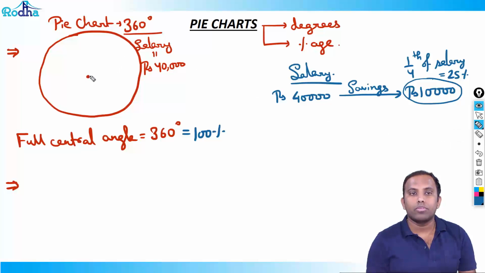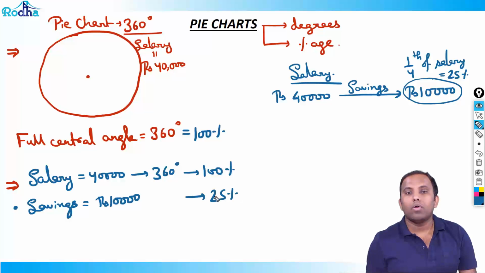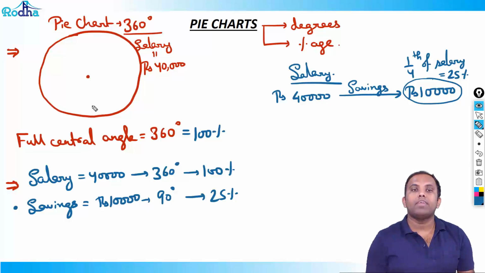25%. That is 1/4. So what I'll draw? 1/4 of this pie chart. So in degree it is how much? 360 degrees is 100%. So if my total salary is rupees 40,000, it represents 360 degree in this pie chart, which is 100%, right? So what is my savings here? My savings is rupees 10,000, which is 25%, and 1/4 of total. What is 1/4 of 360 degree? So 1/4 of 360 is what? 90 degree. That means the saving should be 90 degree, right?